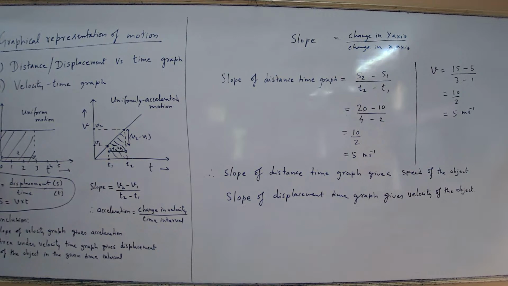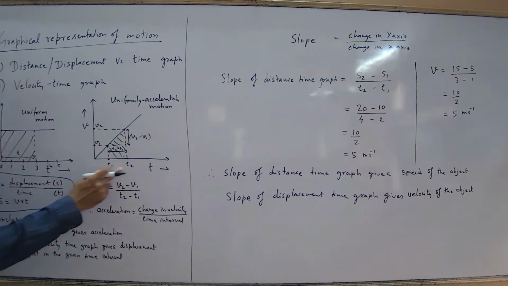Say I wanted to find the displacement covered by the object in 3 seconds. So in 3 seconds, we just draw this line and find the area of this rectangle. So this is time. What is the area of a rectangle? Length into breadth. Length is time, and breadth is velocity. So length into breadth is area, so V into T is area. Got it? And V into T is nothing but displacement.